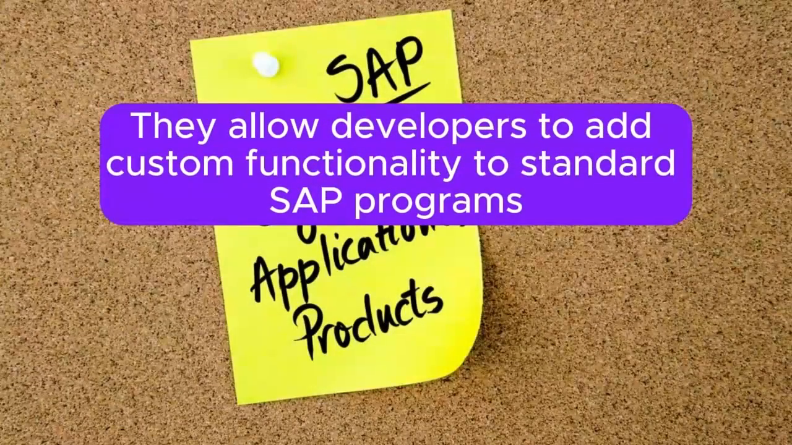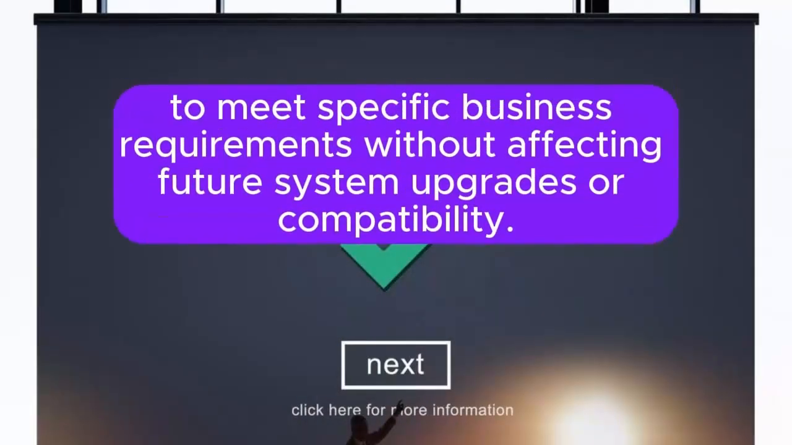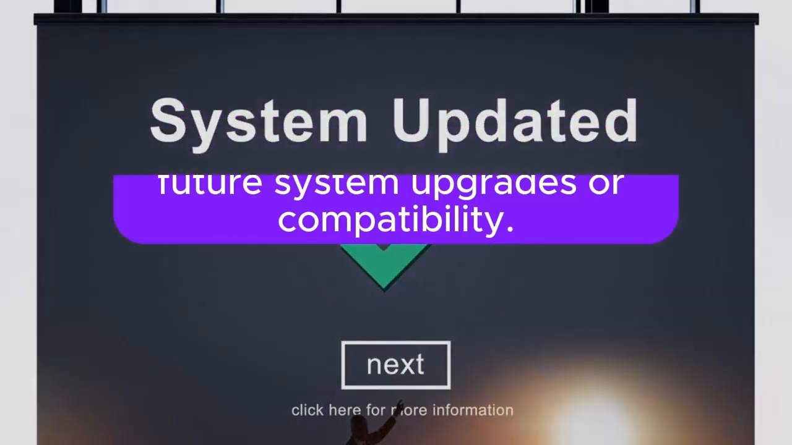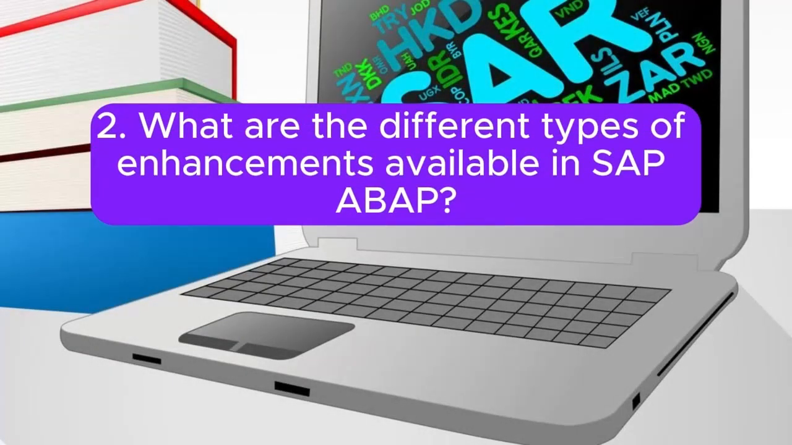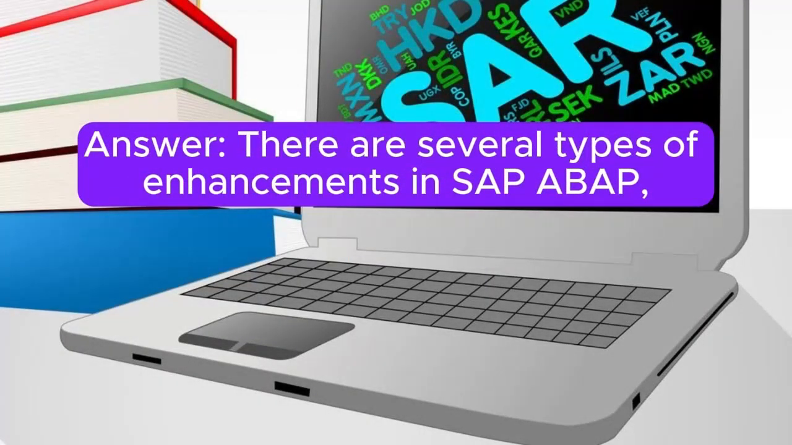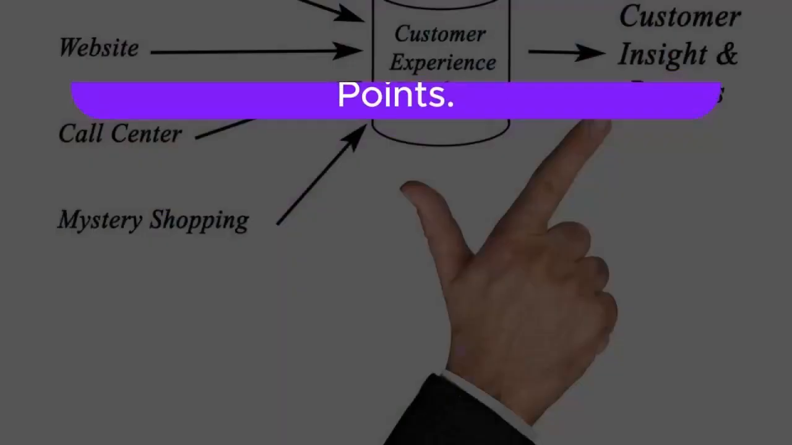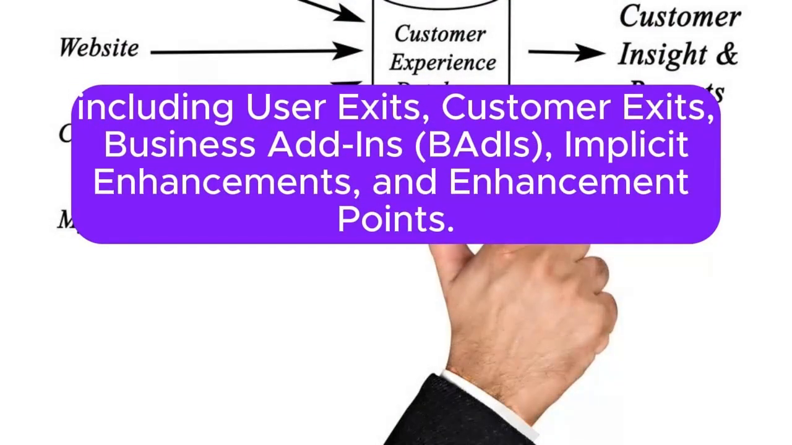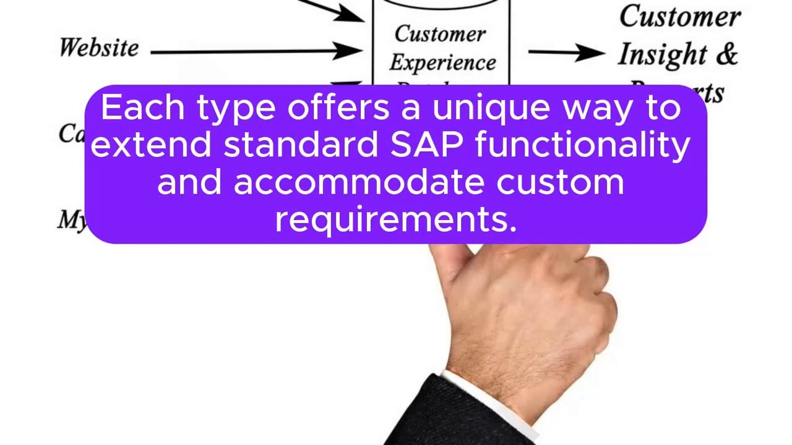They allow developers to add custom functionality to standard SAP programs to meet specific business requirements without affecting future system upgrades or compatibility. 2. What are the different types of enhancements available in SAP ABAP? Answer: there are several types of enhancements in SAP ABAP, including user exits, customer exits, business add-ins BADIs, implicit enhancements, and enhancement points. Each type offers a unique way to extend standard SAP functionality and accommodate custom requirements.